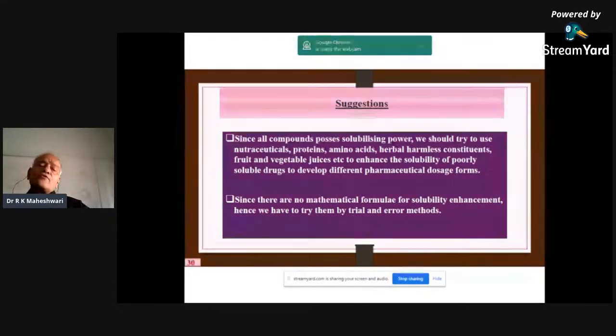What I want to say to you is that whatever names I have incorporated here can also be employed to demonstrate their solvent character for solubility enhancement. Since there are no mathematical formulae for solubility enhancement, we have to try them by trial and error method.